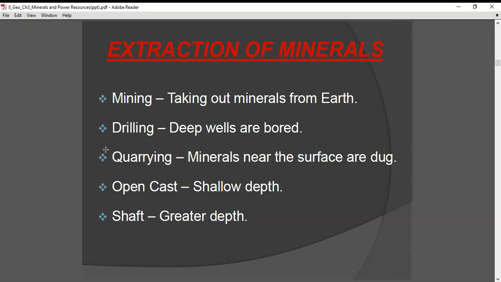Quarrying of minerals is where the minerals are near the surface, and then open cast is where the depth is not very deep. Shallow means not very deep. That is called the shallow depth for open cast mining. And then we have shaft mining, which you saw in the photo earlier, used for going into deeper places of the earth.